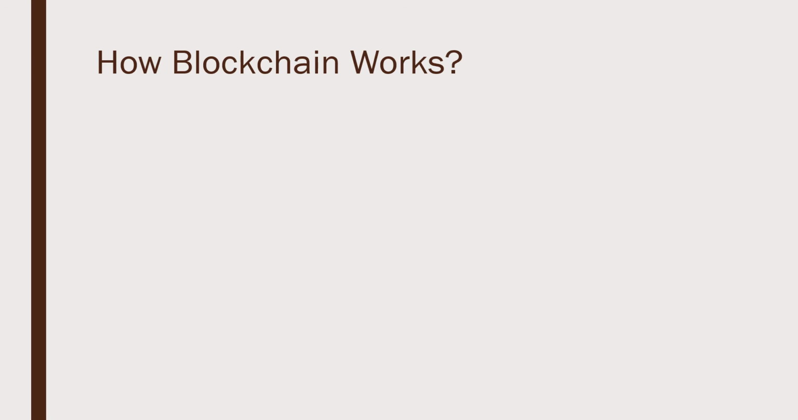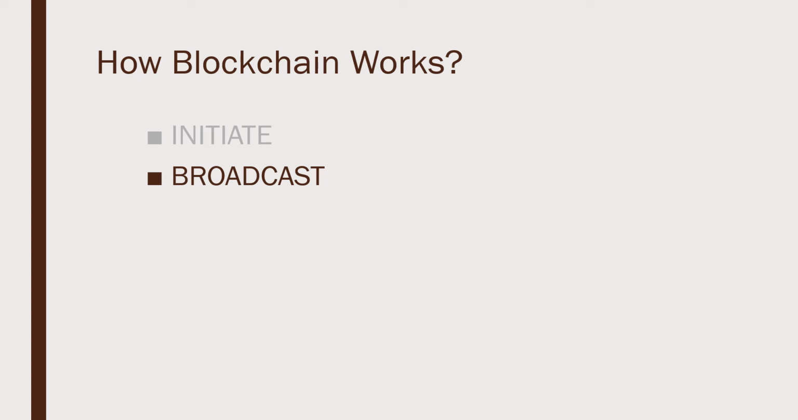Moving on, we'll be learning how blockchain works. The first step in the working of blockchain is initiating or requesting a transaction. A transaction is requested by somebody, or he initiates a transaction. Then, each transaction is considered as a block in the blockchain. The next step is broadcasting that transaction.